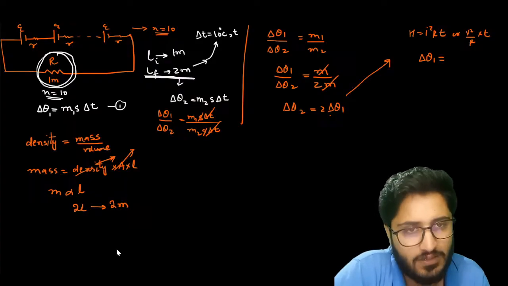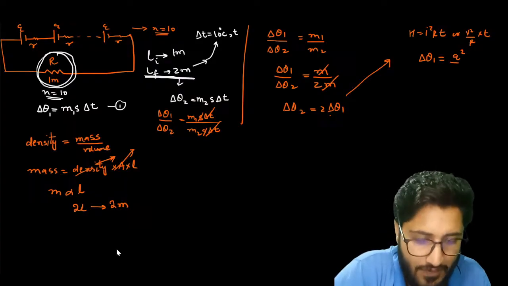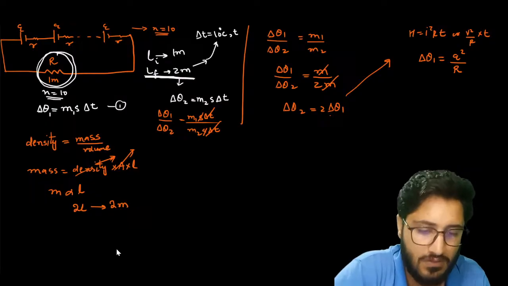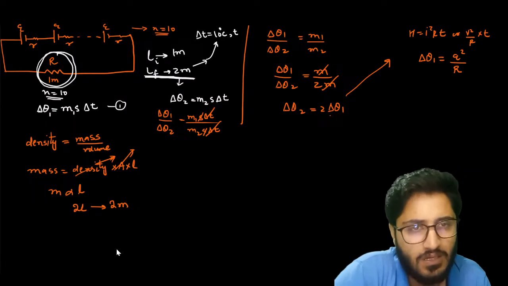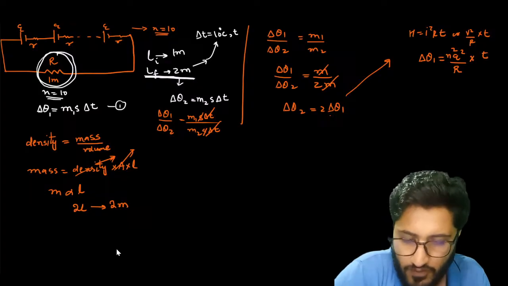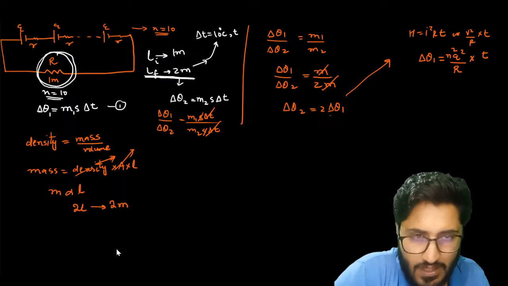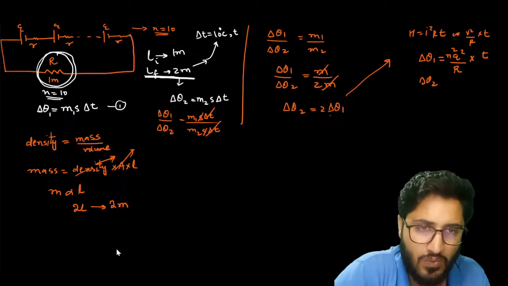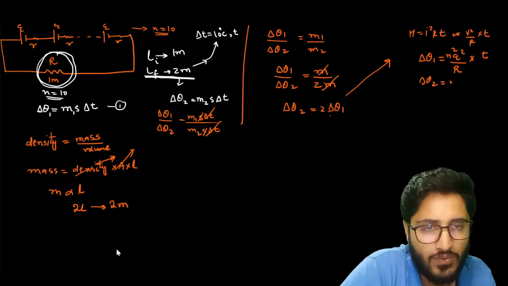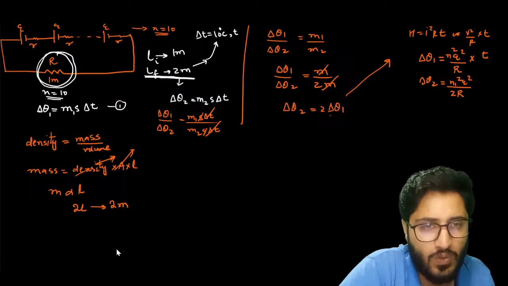Sir, V square. It is E square divided by, for the first one, R. So you will write R. Done, no? And you can write N square E square divided by R into T. For the first one, done. Second one, delta theta 2. So what I can write here, I will write N1 square. It is N1 square E square divided by radius. Radius is 2R. So I will write 2R into T.